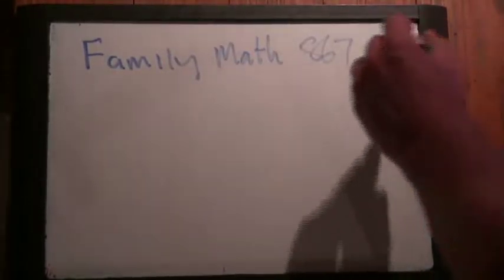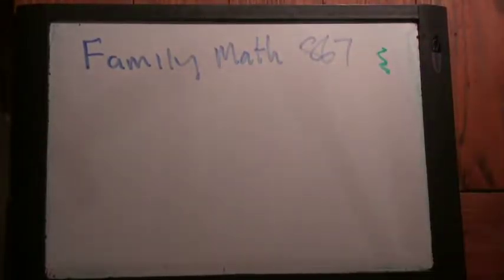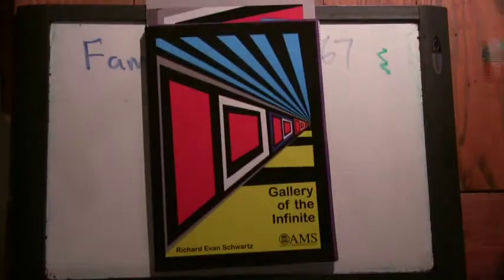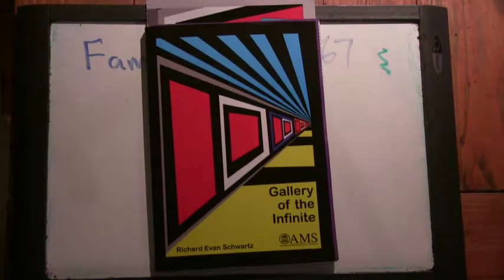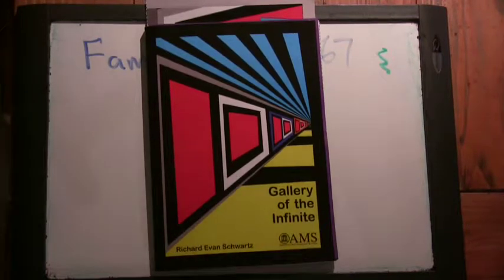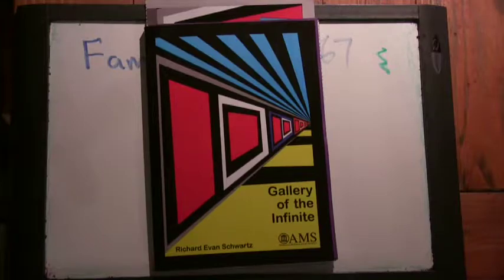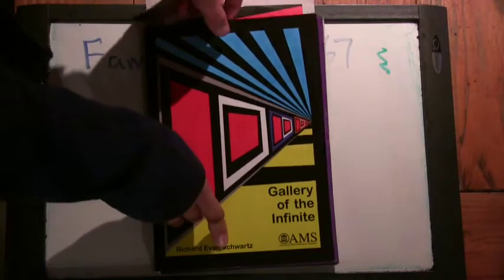Remind number 867. 867, alright, so yesterday we did a project out of Richard Evan Schwartz's really cool book called Gallery of the Infinite. What was that project about? It was about bijections. And you picked something you thought was interesting. What was it? I believe it's the Cantor set. Alright, show some of the pictures from the Cantor set.